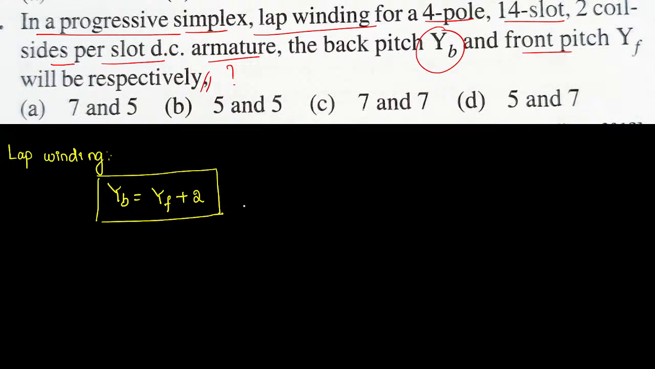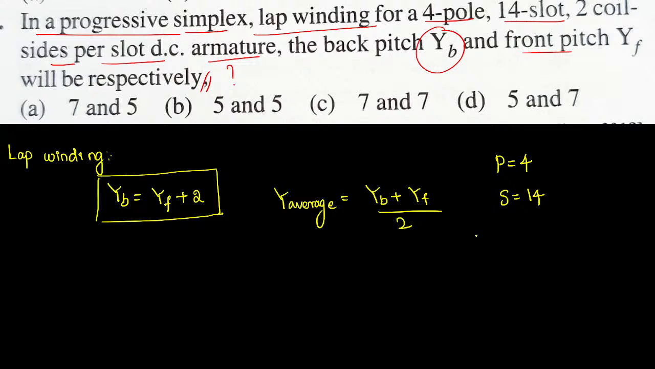And the next thing is, if you are calculating the average pitch, it is the addition of back pitch and front pitch divided by 2. That is called average. Now, if you observe the question, how many poles are given? The total number of poles is 4, first data, and the total number of slots is 14.